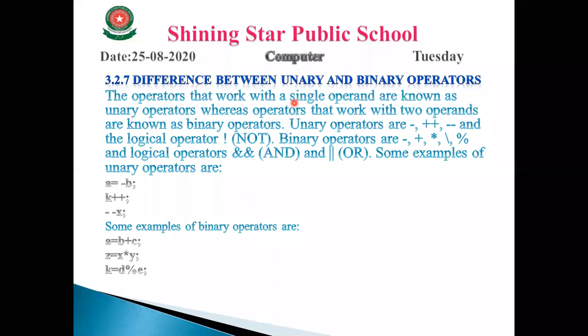First of all, you have to know the definitions of unary and binary operators. The operators that work with a single operand are known as unary operators, whereas operators that work with two operands are known as binary operators.